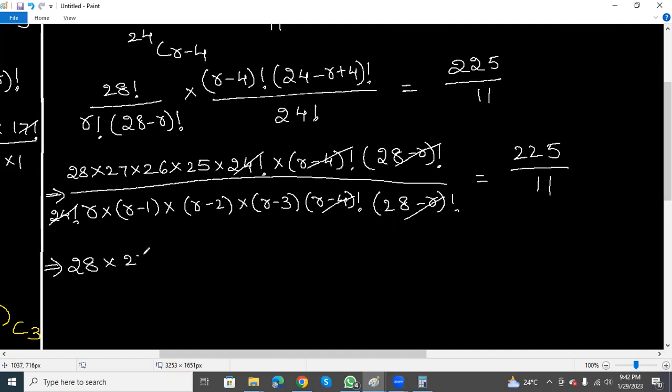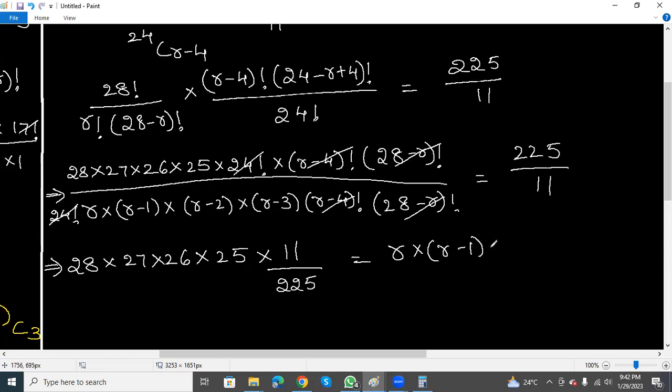28 into 27 into 26 into 25. Bring this 225 by 11; if it comes to this side, it is 11 by 225, isn't it? The fraction is reciprocated. And the things in the denominator, when transposed to the other side, come to the numerator: r times (r minus 1) times (r minus 2) times (r minus 3).